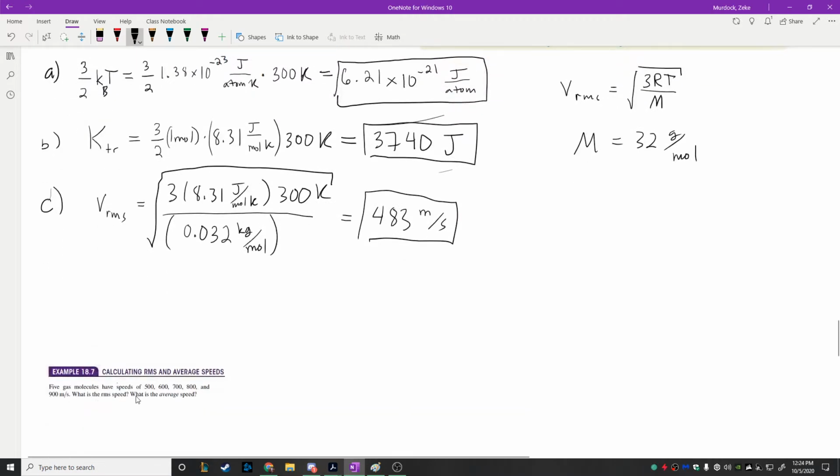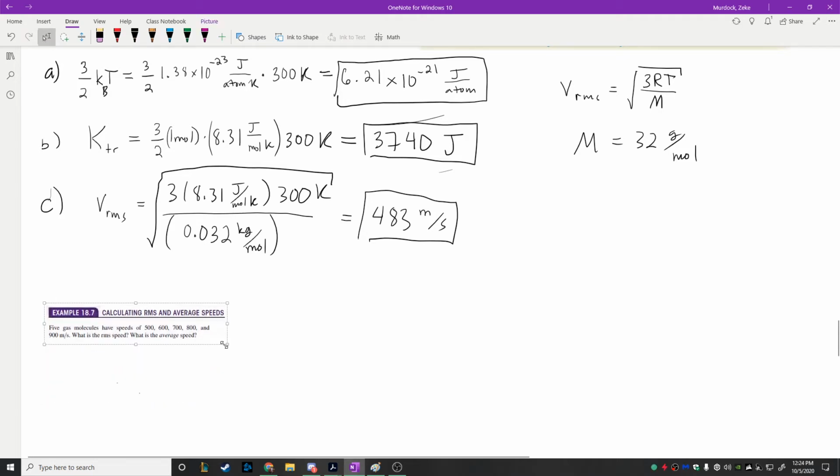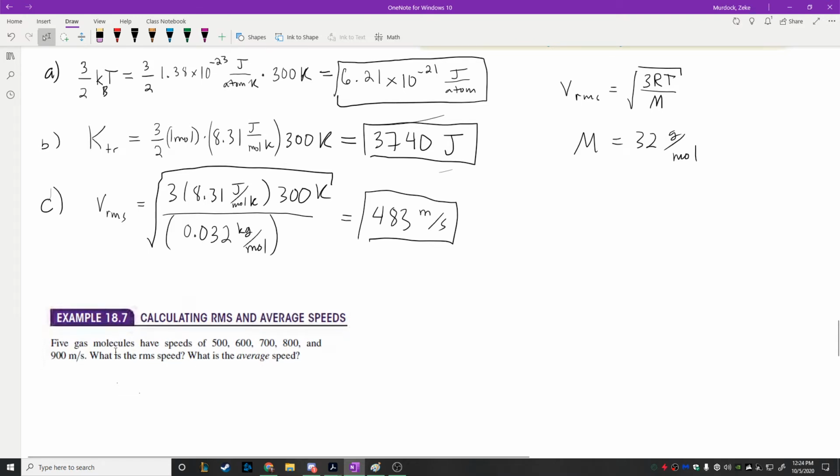All right, and then there's this problem that is really just about thinking about what we actually mean by RMS and average speeds. Okay. So it says 5 gas molecules have speeds of 500, 600, 700, 800, and 900 meters per second. We want to find what is the RMS speed and what is the average speed. Okay.